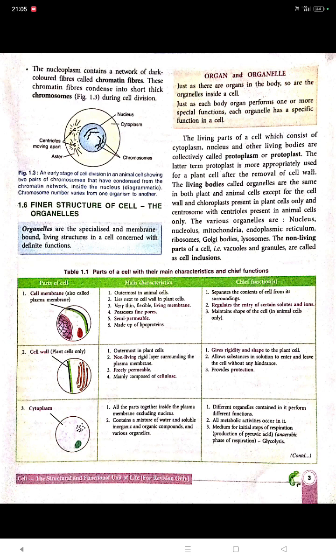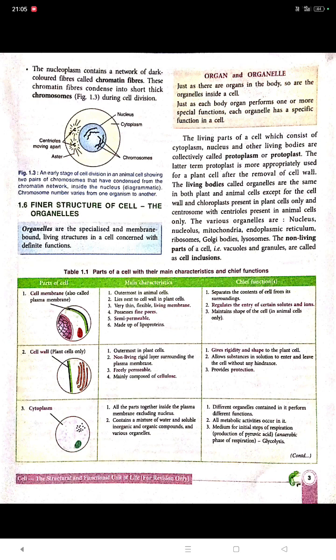Chromatin fibers condense into short, and they will become very thick. After becoming thick and condensing, they are named chromosomes. Okay, in the diagram they are given. Inside the nucleus, chromosomes are there; outside, they are centrioles.